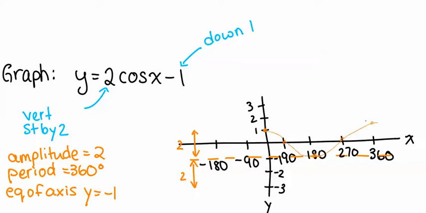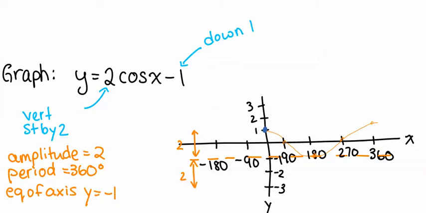So that's my original cos graph. And now I'm going to graph my stretch and shift. If I normally have a point at (0, 1), that's going to get stretched by 2, so that'll put it at 2, and then it's going to get moved down 1. So it's actually back where it started.